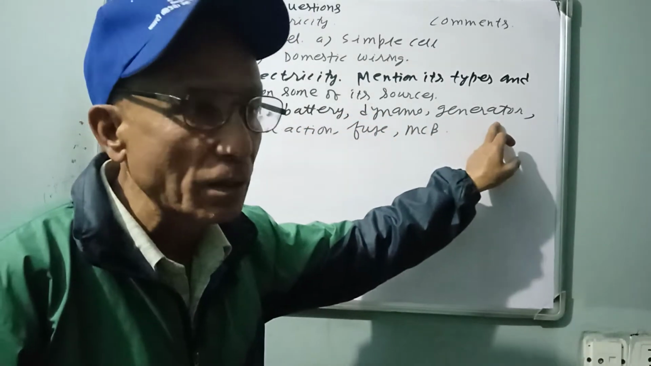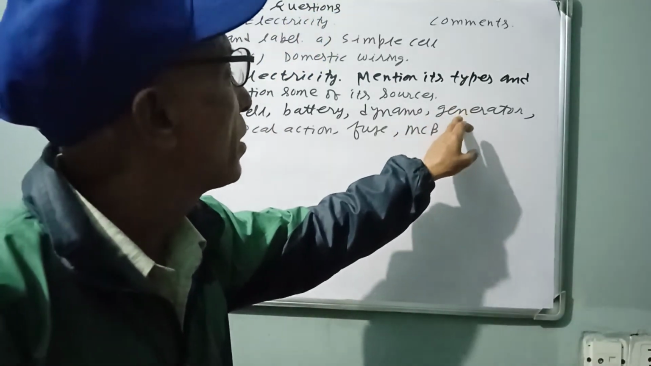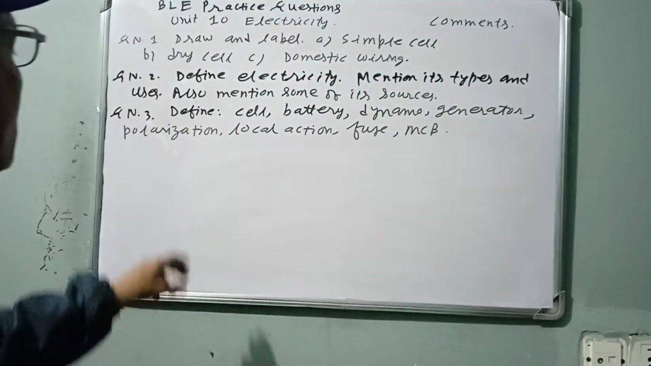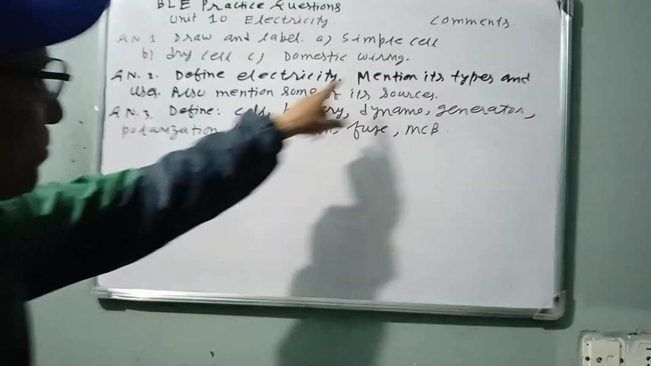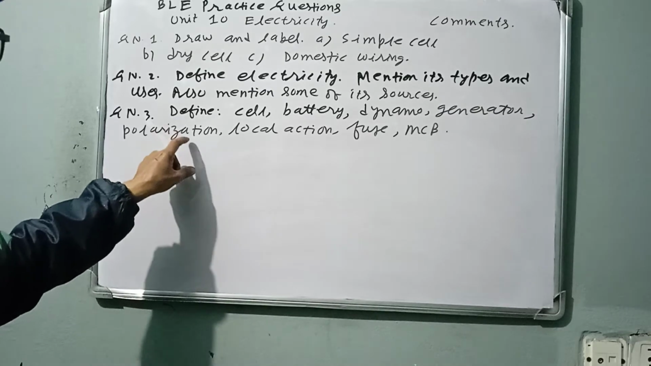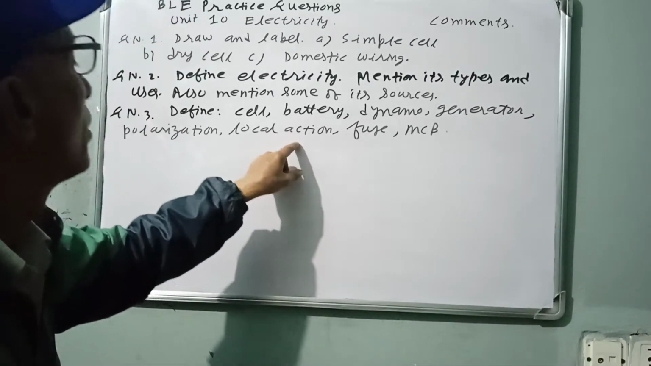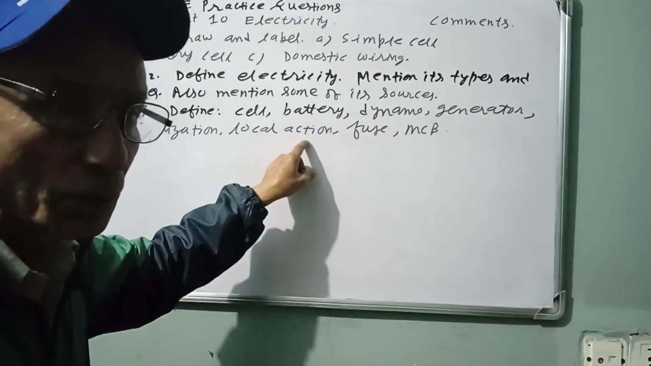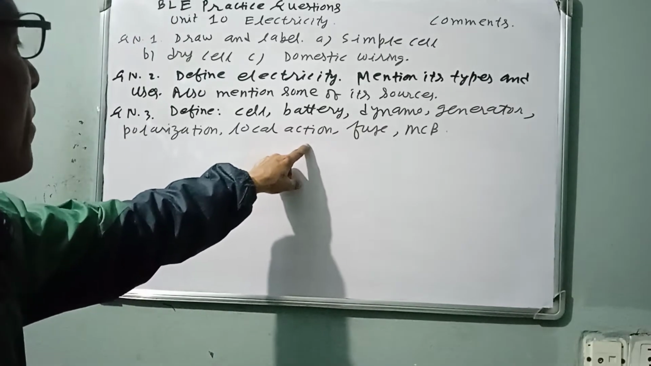Battery. A battery is the combination of two or more cells. Dynamo and generator are devices which are used to convert mechanical or kinetic energy into electricity. Polarization is a defect in a simple cell due to the deposition of hydrogen gas on the copper plate. Local action is a defect in a simple cell due to impurities, especially carbon and zinc.